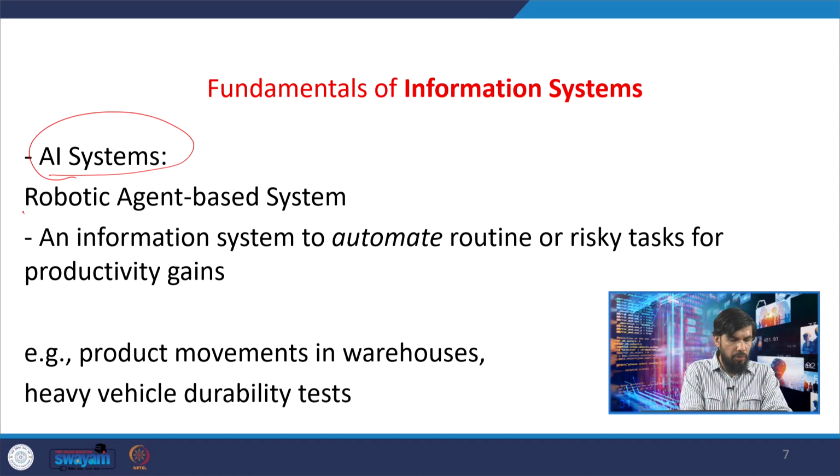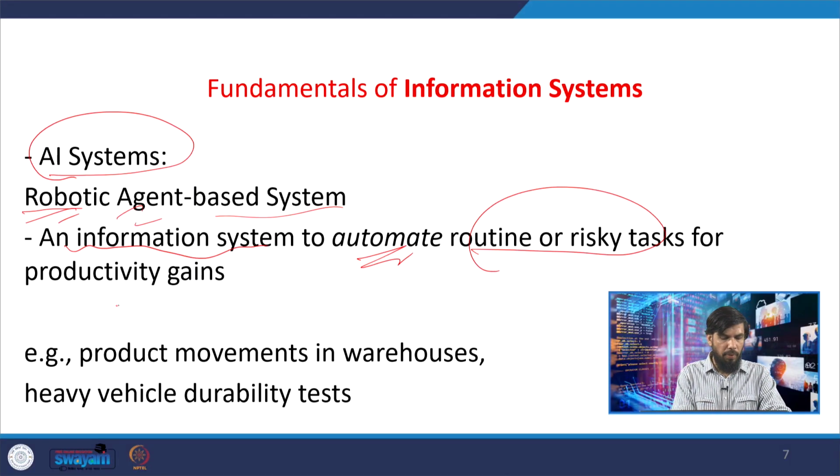So the first is the robotic agent based system. That means robots are involved and there is some sort of AI component to it, and therefore it has sufficient intelligence and works like an agent, right. So what is this about? This is an information system to automate routine or risky tasks for productivity gains, right. If there are certain routine tasks and, because of AI, sufficient automation is feasible, we can use these systems to automate those tasks.